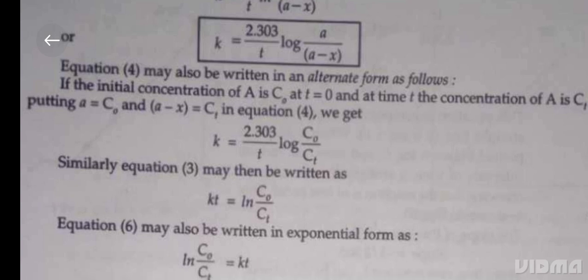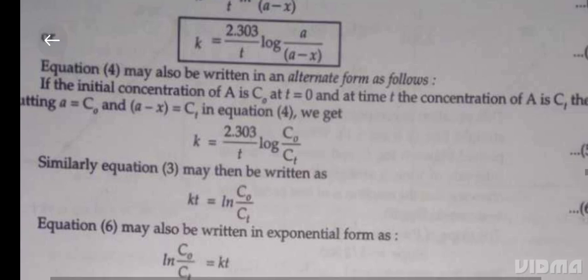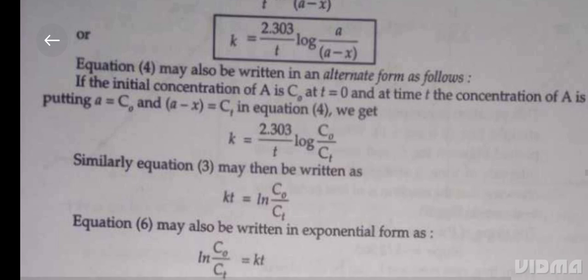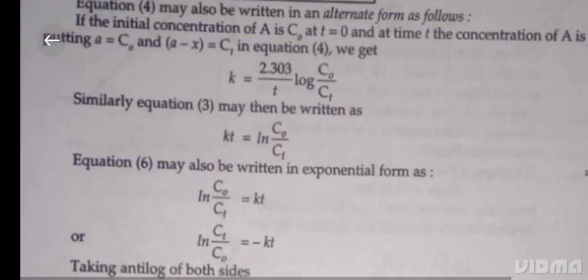Equation 4 may also be written in an alternate form as follows. If the initial concentration of A is C naught at t is equal to 0 and at time t the concentration of A is Ct, then putting a is equal to C0 and a minus x is equal to Ct in equation 4, we get K is equal to 2.303 upon t log of C0 upon Ct. Similarly, equation 3 may then be written as Kt is equal to logarithm of C0 upon Ct. Equation 6 may also be written in exponential form.